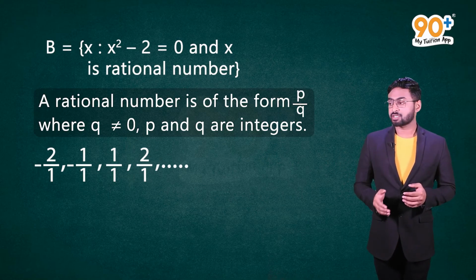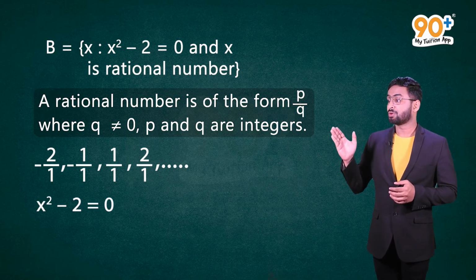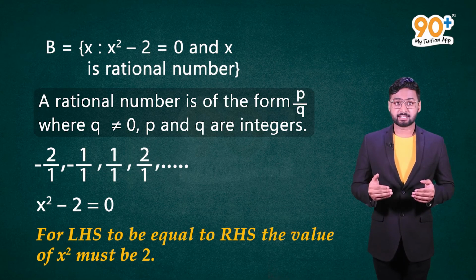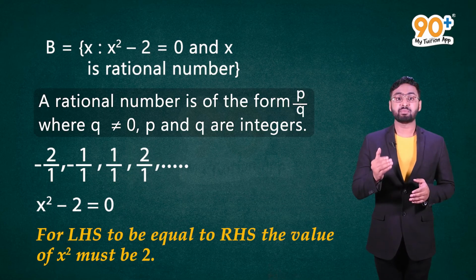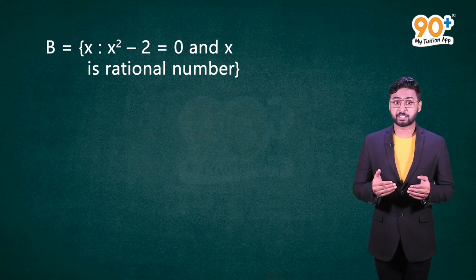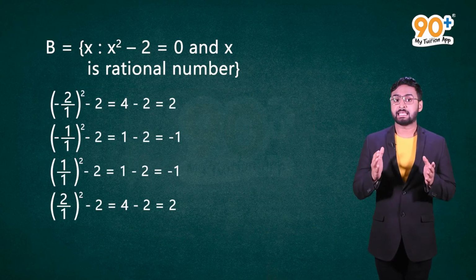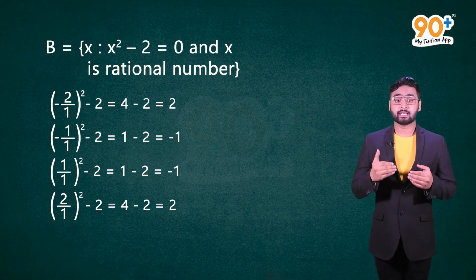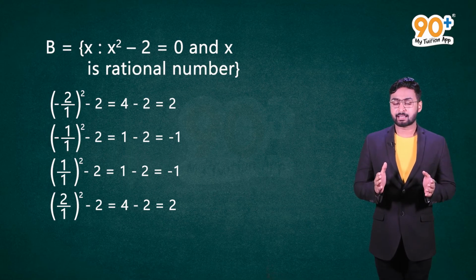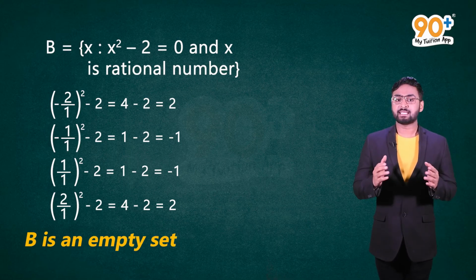In the equation x square minus 2 equal to 0, for LHS to be equal to RHS, the value of x square must be 2. But on substituting these rational numbers in the equation, we can see that none of them satisfies the condition. So we can say that this set is an empty set.